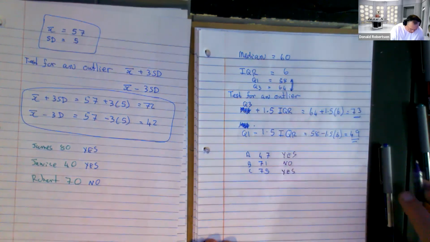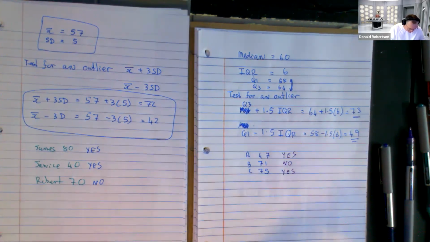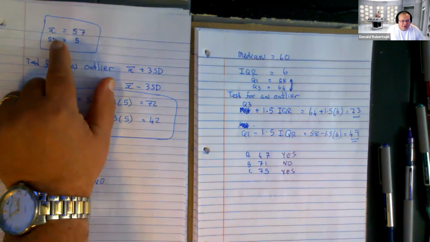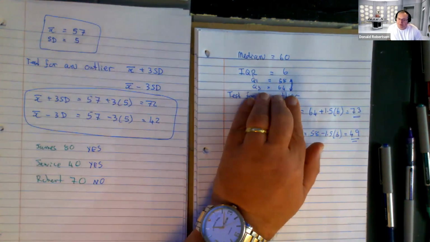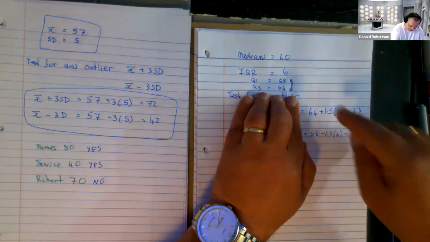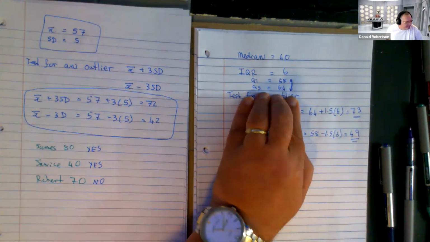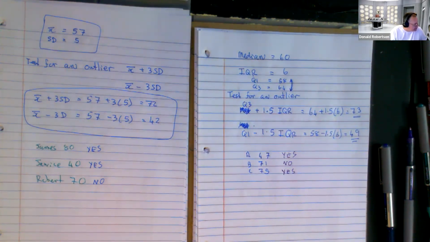So we can tell whether a person is exceptionally big or exceptionally small. That's what an outlier is. And all you need to do is tell me the mean and standard deviation, or you need to tell me the median and the quartiles. Are we good? Any questions so far?